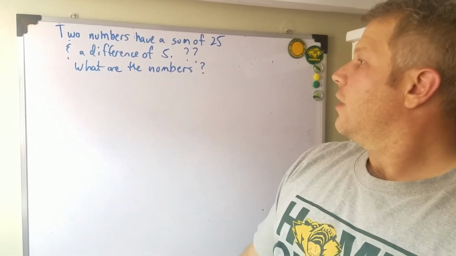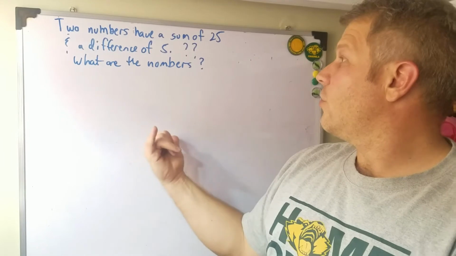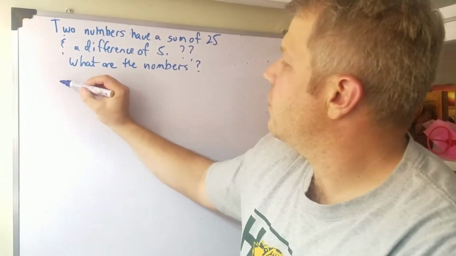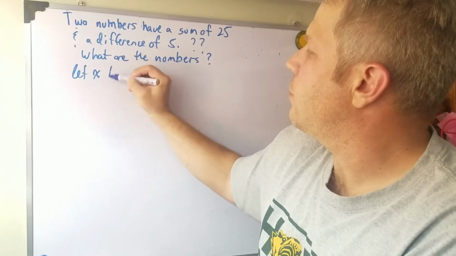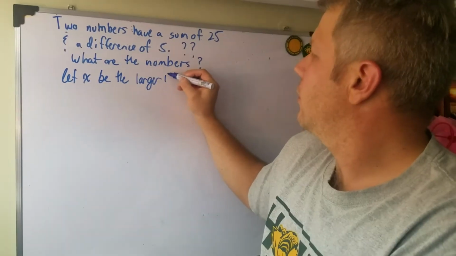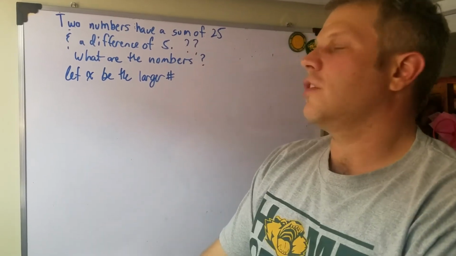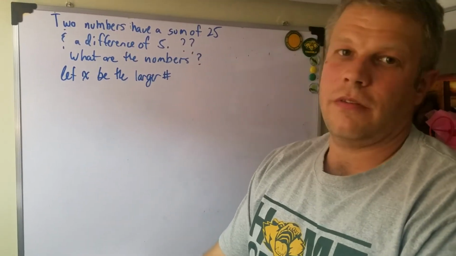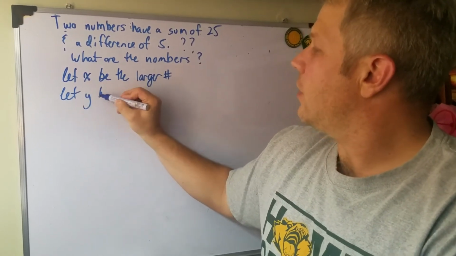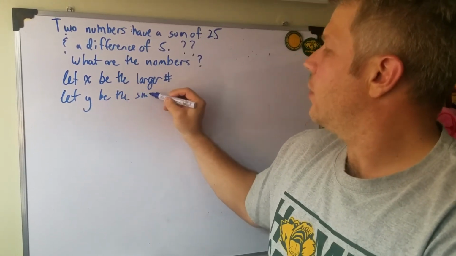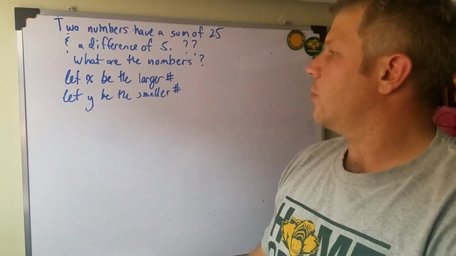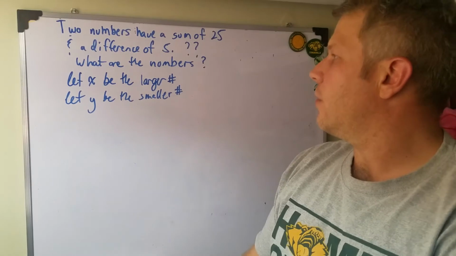Okay, so we have one number's larger and one number's smaller. So let's let x be the larger number. And we could say let x be the smaller, but we have to pick one. Let y be the smaller number. Okay, so we've stated our two variables. We're looking for two numbers, so x and y are the numbers.